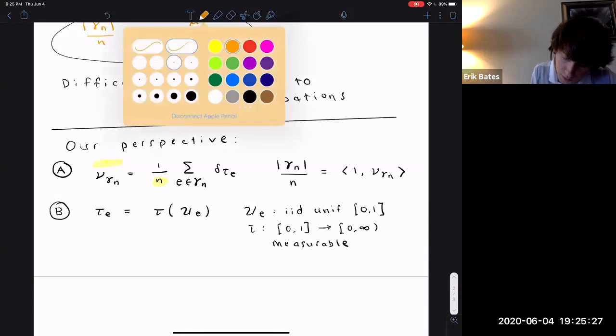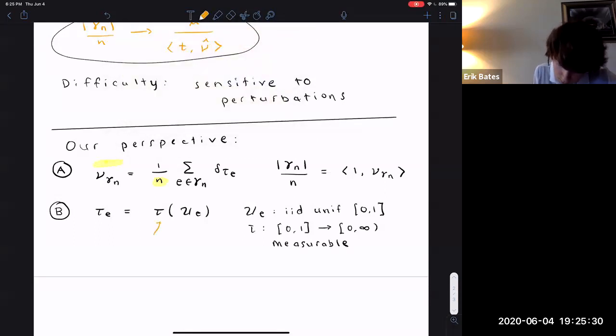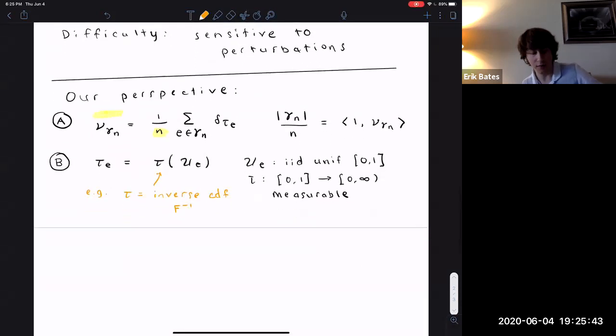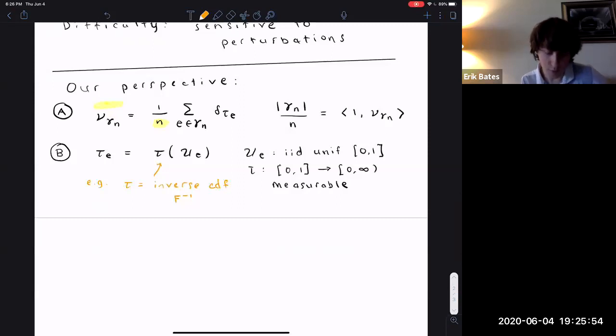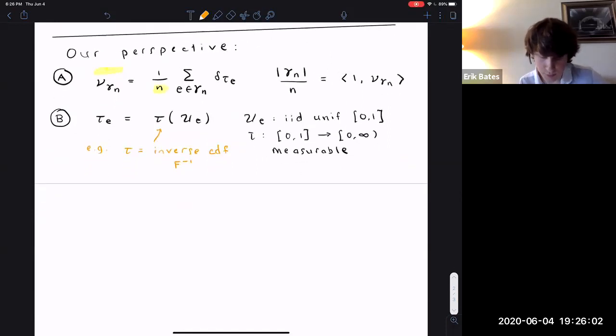This actually doesn't pose any loss of generality, because, for instance, one nice choice I could make for tau is the inverse CDF. That is, if I was using the notation from before, the function f inverse. If you take a general random variable and you consider its inverse CDF, and you apply it to an i.i.d. uniform random variable, then that actually returns the random variable with the right distribution. This is just a general fact, a nice exercise.